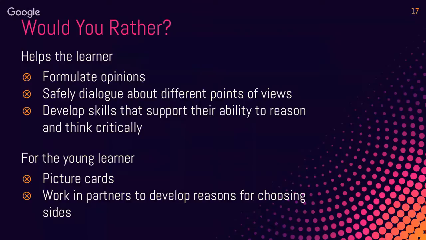For the young learner, we might have picture cards. We might have picture cues. Again, working in partners to develop reasons for choosing sides. So we want to model whole group. We want to move them into partners, and then eventually, okay, now we can start brainstorming on our own. So think about, if you're pre-K, what are we doing at our grade level to start to develop reasons for choosing sides? And then how do we move that along into our older grades?